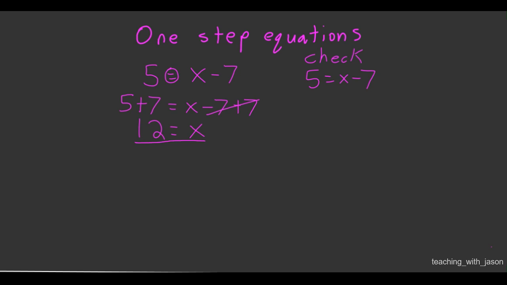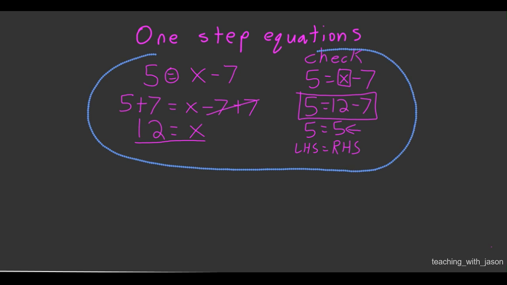Now 12 is equal to x, so this x is 12. 5 is equal to 12, subtract 7. Well, 12 subtract 7 is 5, so my left-hand side is equal to my right-hand side. Now remember, for our check, we can't stop here. Yes, we know that 12 minus 7 is equal to 5, but you need to make sure that you go all the way down to that very last step.